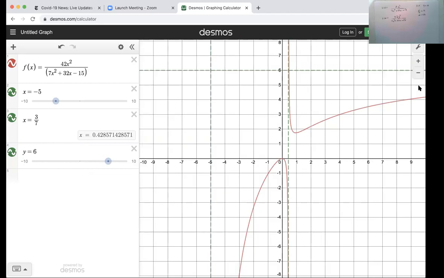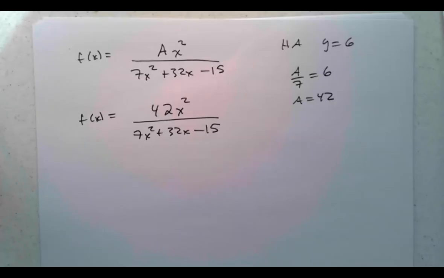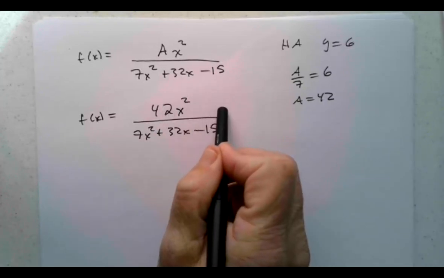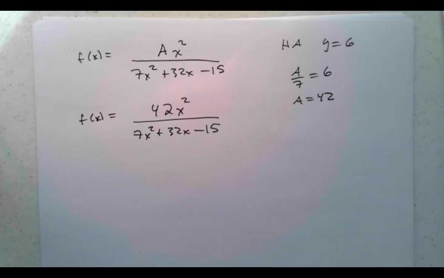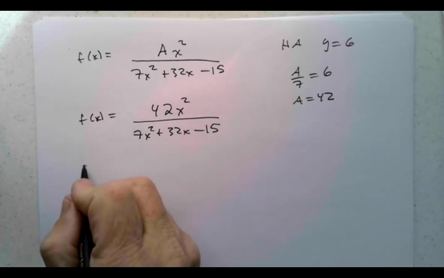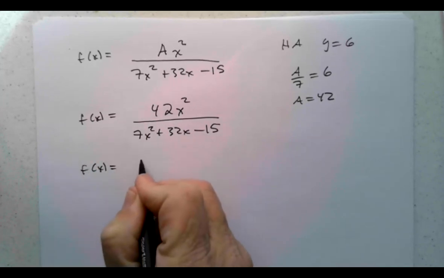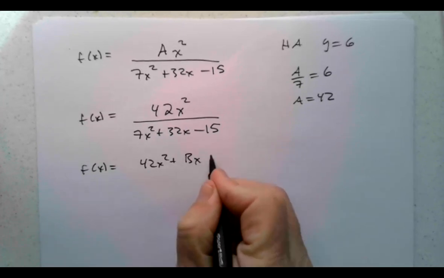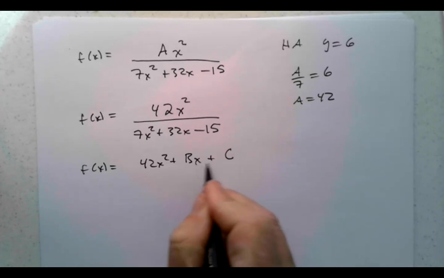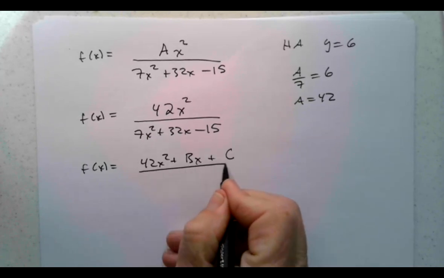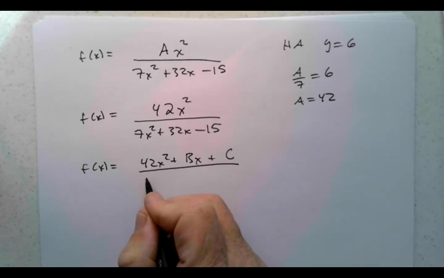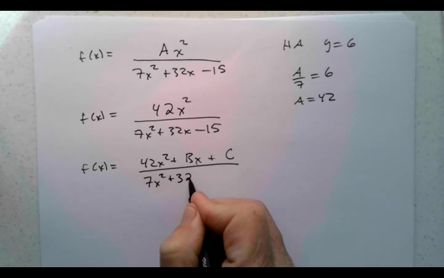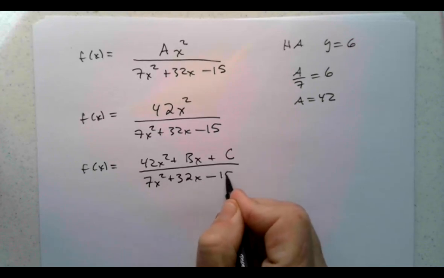Now, this is not the only possible answer. Remember, as long as this is 42x squared, I could have plus something x plus something as long as nothing else divides out. So really, the general form would be 42x squared plus bx plus c. Just make sure you choose b and c so things do not factor out nicely to cancel out those things in the denominator. So I'll just try a couple more of those and we'll see how they behave.